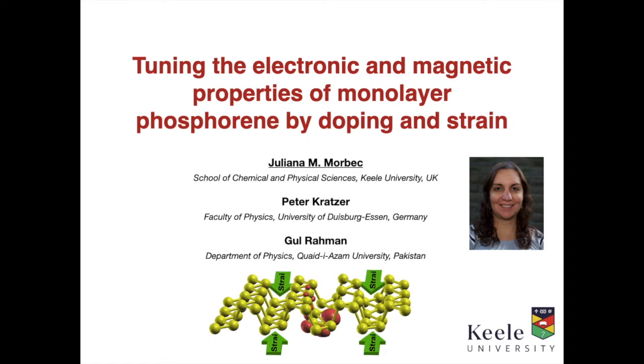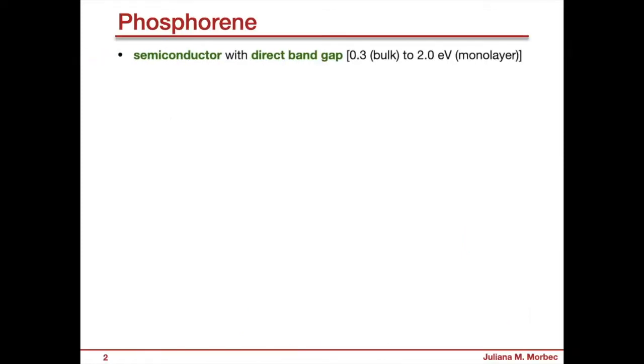In this talk, I will discuss how you can tune the electronic and magnetic properties of monolayer phosphorene by doping and applying strain. So phosphorene is a very interesting material. It's a two-dimensional material, and it's a semiconductor with a direct band gap. The band gap goes from 0.3 electron volts in the bulk system to 2 electron volts in the monolayer system.